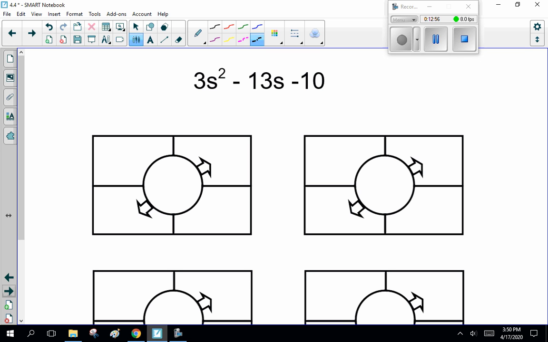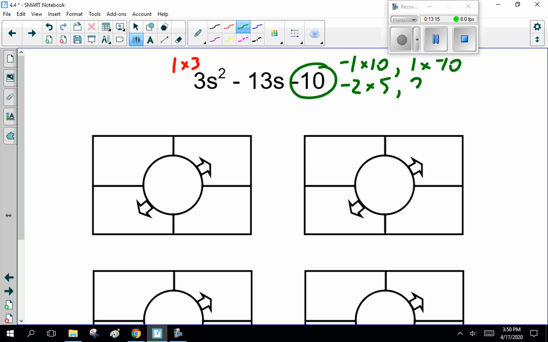Now, this is not so bad one, because what are the factors of 3? 1 and 3. Now, what are the factors of minus 10? Minus 1 times 10, 1 times minus 10, minus 2 times 5, 2 times minus 5. Crap. I mean poopy.